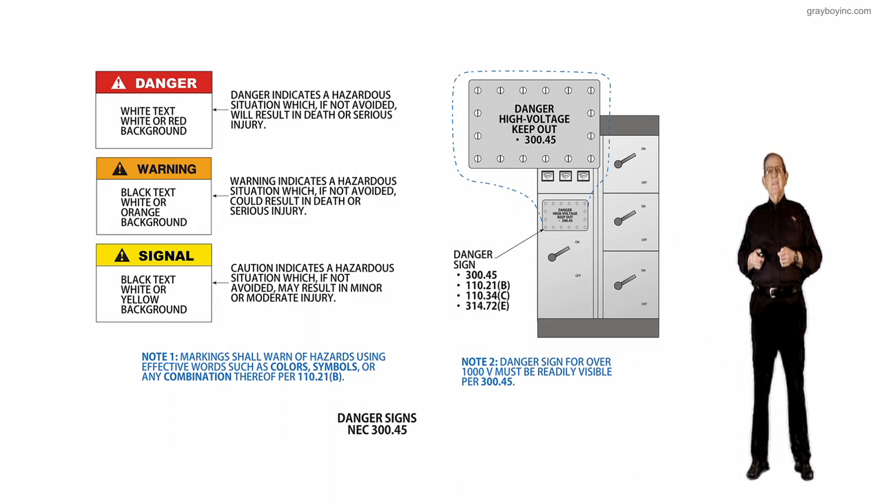The next sign you see there is in orange, and it's a warning. And notice warning indicates a hazardous situation which, if not avoided, could result in death or serious injury. So a warning sign is letting you know that extra care must be taken, but it's not the imminent danger like removing a cover, and there you are.